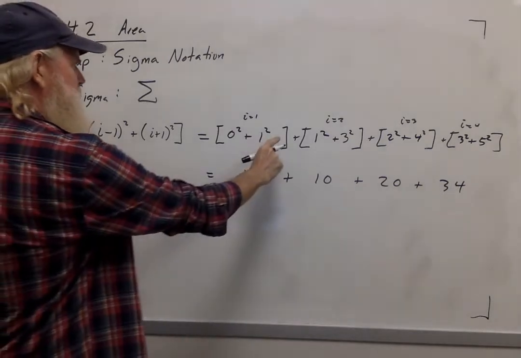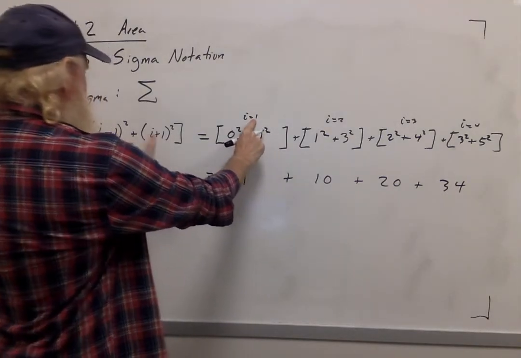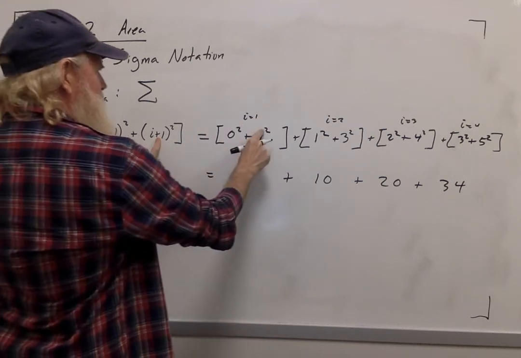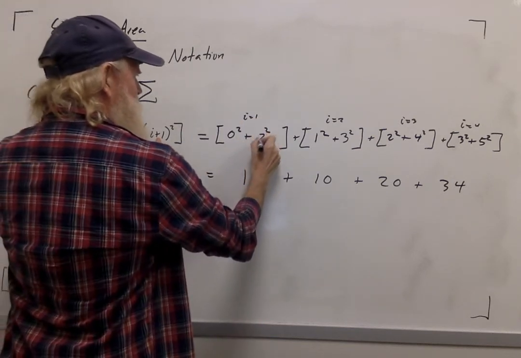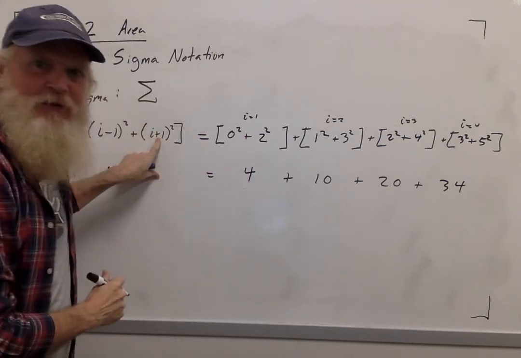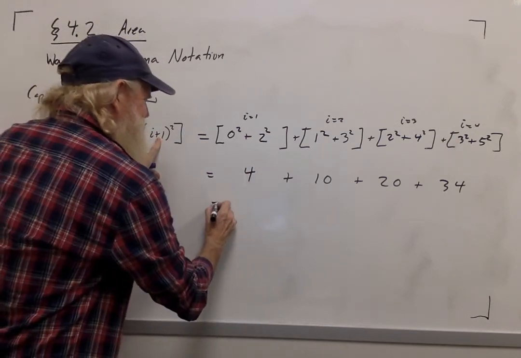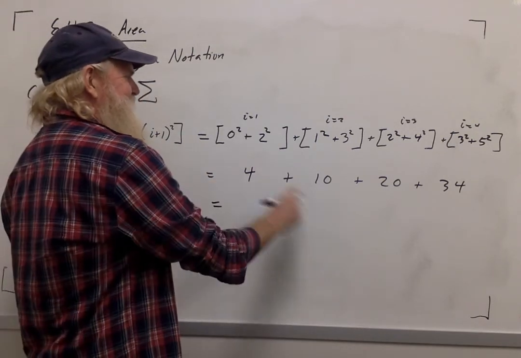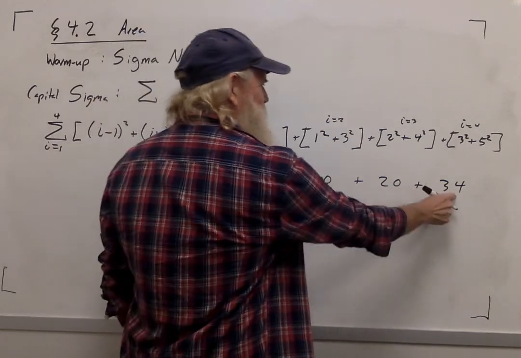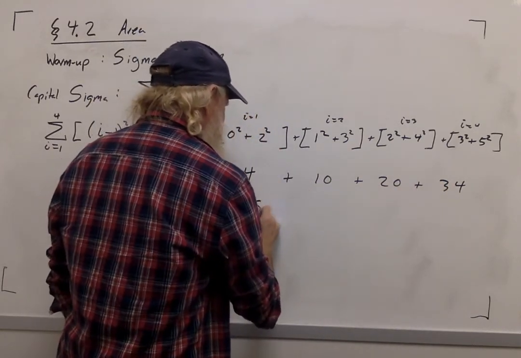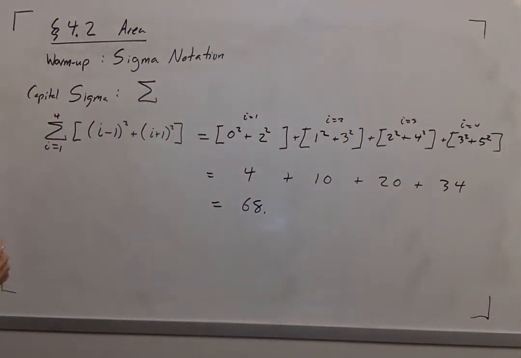Oh, drat, I've made a mistake. Notice back here, wow, you've probably been watching this the whole time. When I plug in i equals 1, this is a 2 squared, not a 1 squared. Sorry about that. This is actually 4 here. This is one of those times that you would have corrected me in class before I got so far along. Well, let's take 4 plus 10 plus 20 plus 34. That's 64 plus 4 is 68.